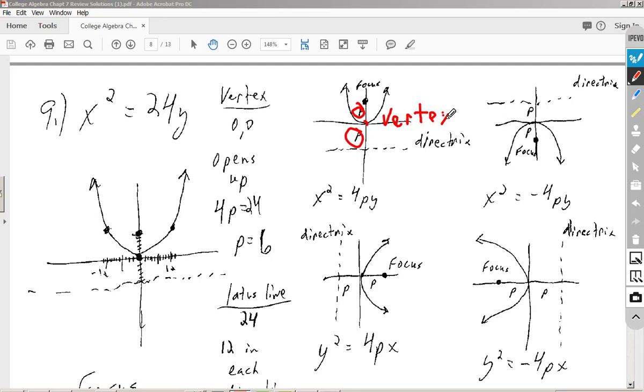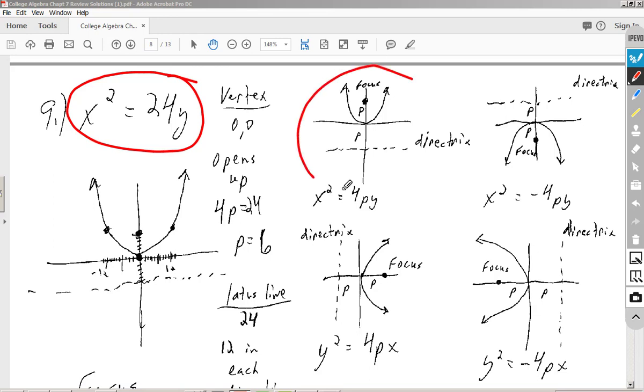So whenever you see the equation of a parabola, the first thing you want to do is decide if it's going to open up, down, left, or right. Since we have x squared equals 24y, an x squared parabola, that's going to be opening upwards, so it matches this one right here. So x squared equals 24y. My vertex is going to be 0, 0. So I go to my vertex, put my dot there.